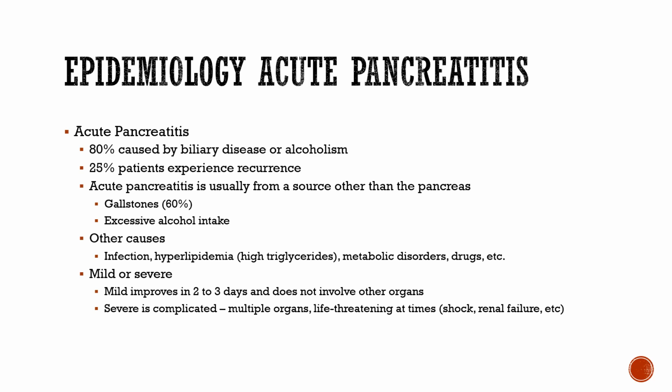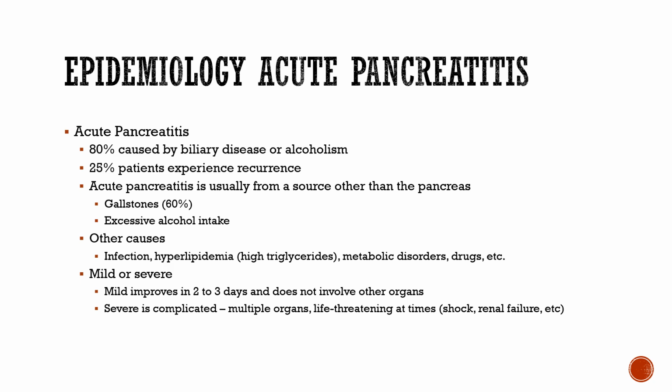25% of patients will experience a recurrence of acute pancreatitis. Acute pancreatitis is usually from a source other than the pancreas itself. So 60% is caused by gallstones and the other by excessive alcohol intake. There are some things that can cause acute pancreatitis as well, including infection, hyperlipidemia, specifically high triglycerides, metabolic disorders, and certain drugs such as furosemide.